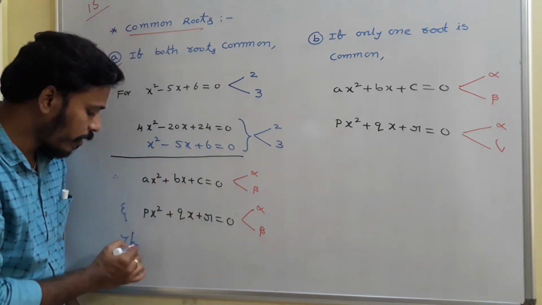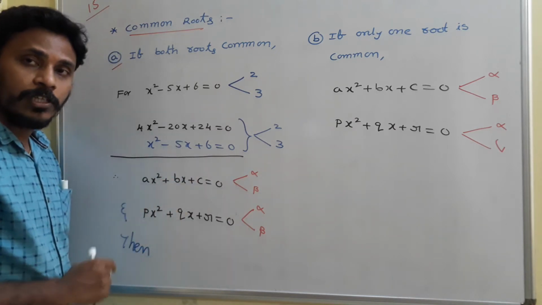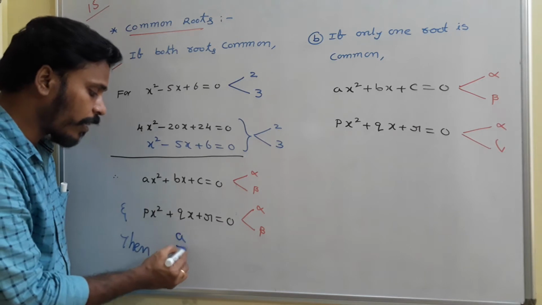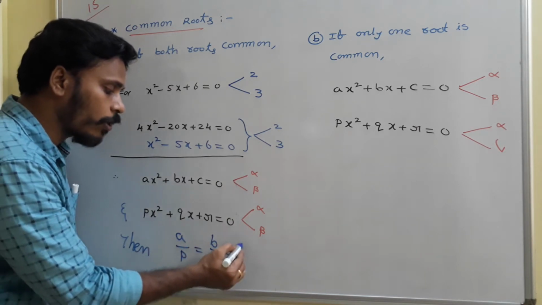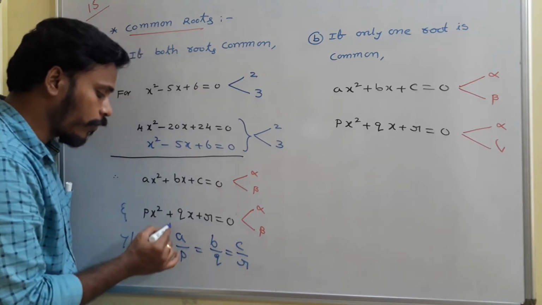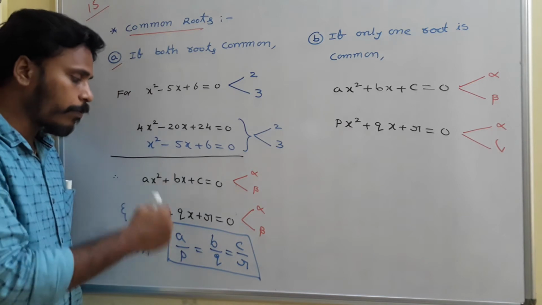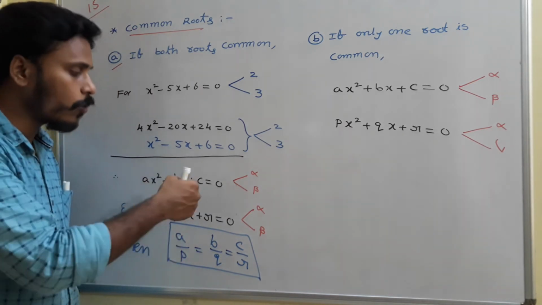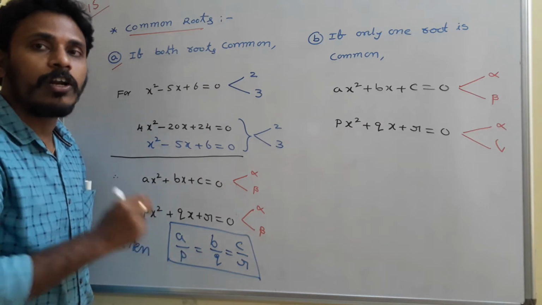Then in this case, if you observe the coefficients of the first equation as well as the coefficients of the second equation, the relation between their coefficients is that the ratio between the x square coefficients, the ratio between the x coefficients, as well as the ratio between the constants are equal. a by p is equal to b by q is equal to c by r. This is our first case, if both roots are common.